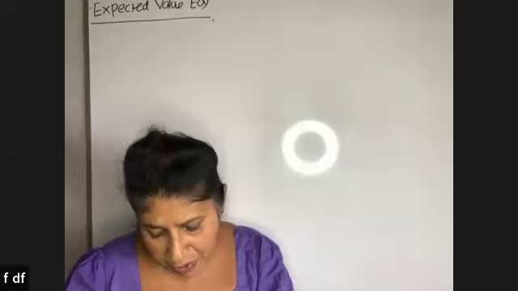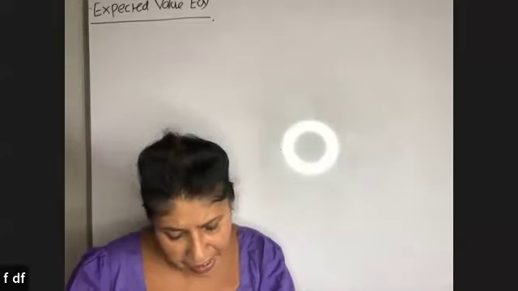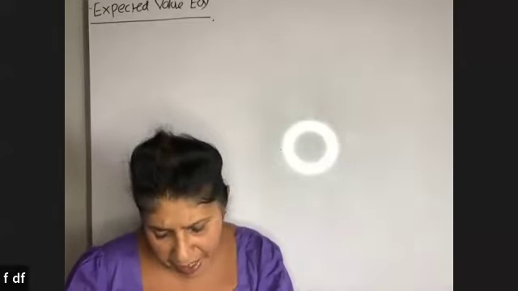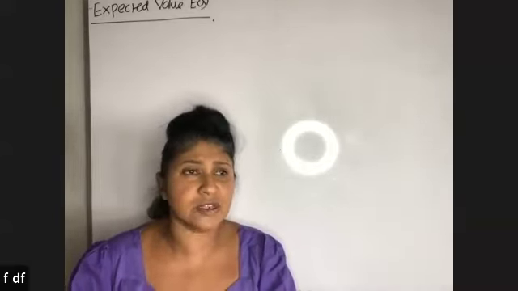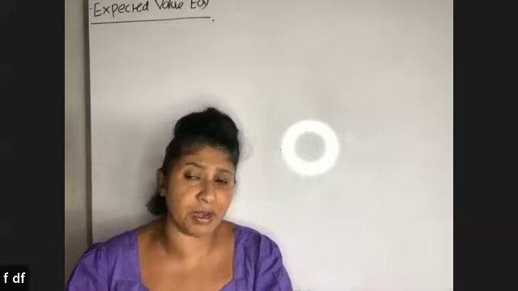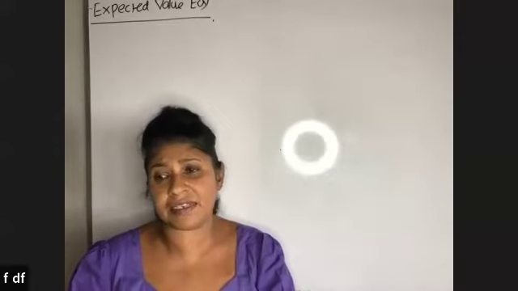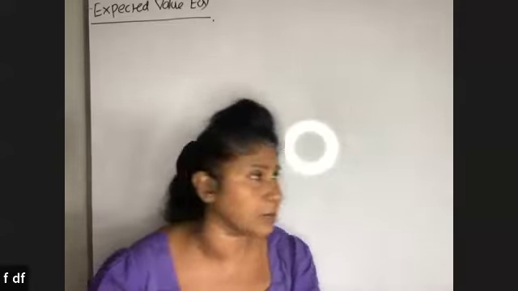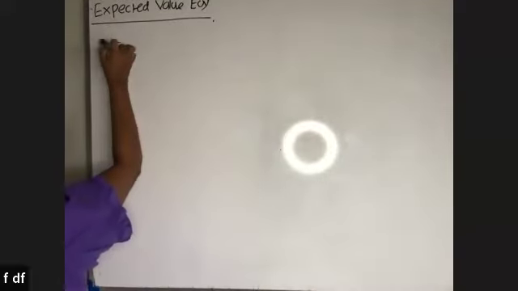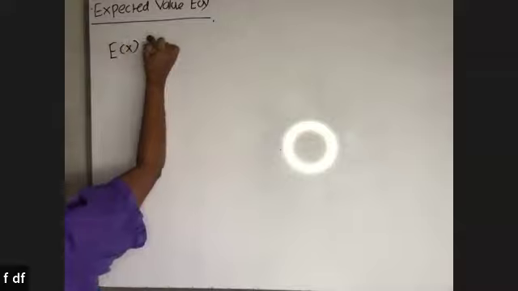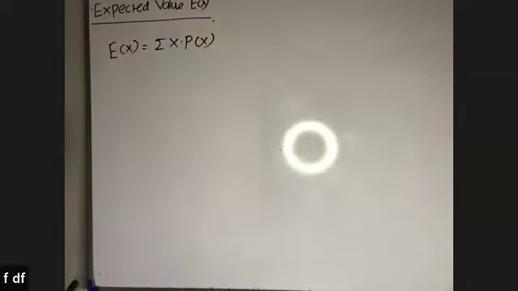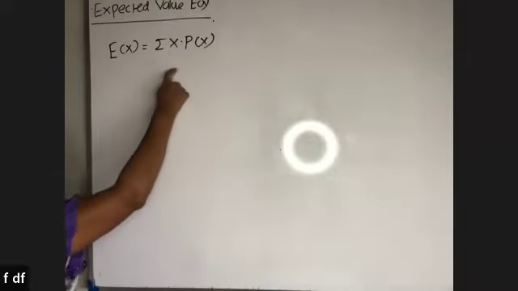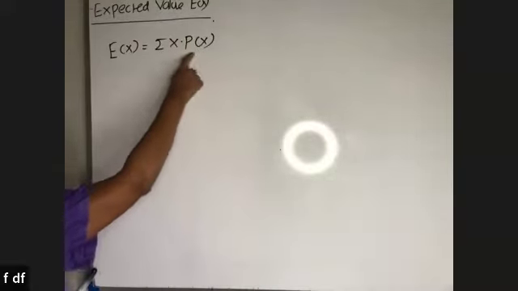The expected value of a particular random variable is its mean. It can be evaluated using the following formula, and it is denoted as EX. The expected value is equal to sigma x into p(x). That is, the value of the random variable multiplied by its corresponding probability.